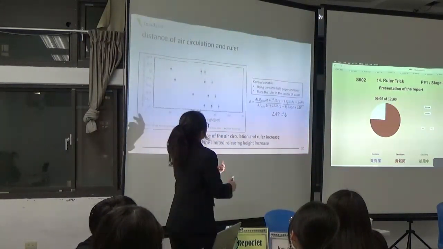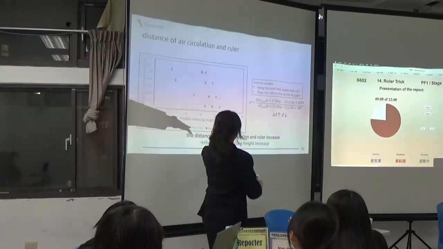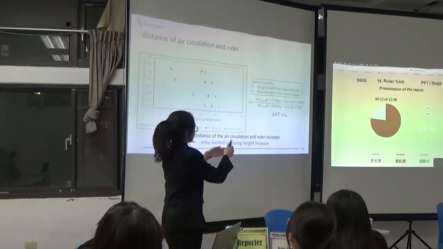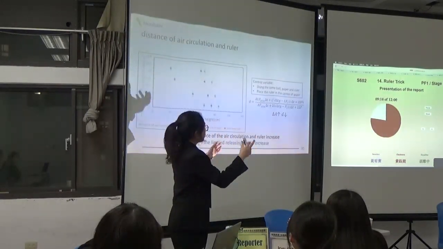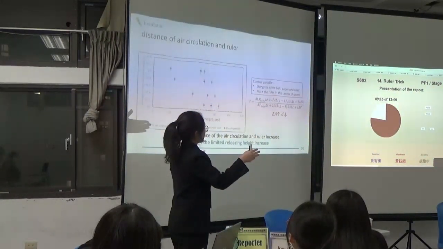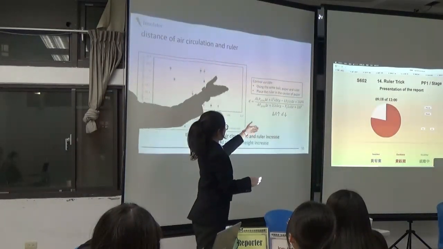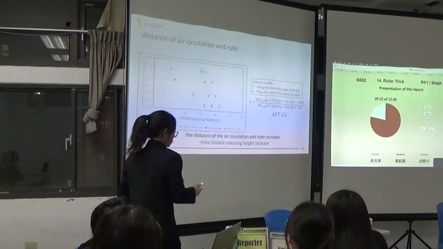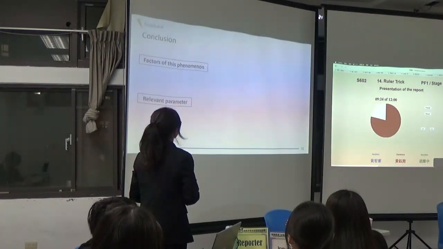And you can see that delta A, because the air circulation is closer to the ruler, will have more effect than the one which is far away from the ruler. So when delta A increases, the solution of D will decrease. And it also fits with our experiment data. And that would be the conclusion.